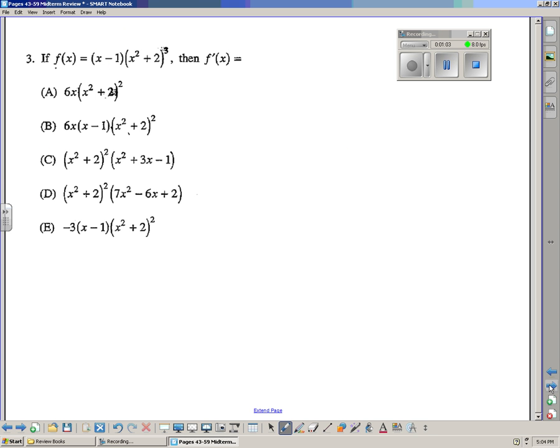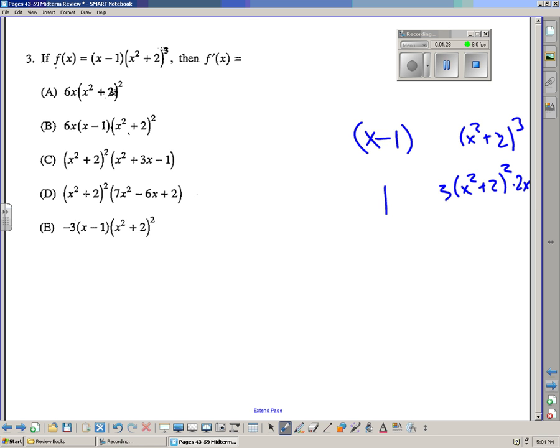Number 2, we have f of x is that. Then we want to find f prime of x. So overall, we have a product rule problem. We have this times x squared plus 2 to the third. Derivative of x minus 1 is 1. Derivative of x squared plus 2 to the third is 3 times x squared plus 2 squared times the derivative of the inner piece, which is 2x.